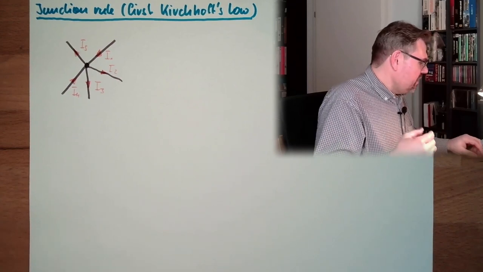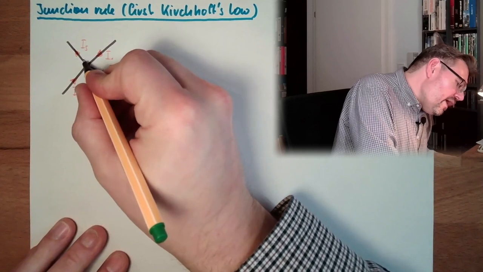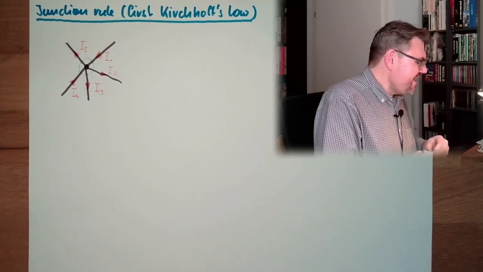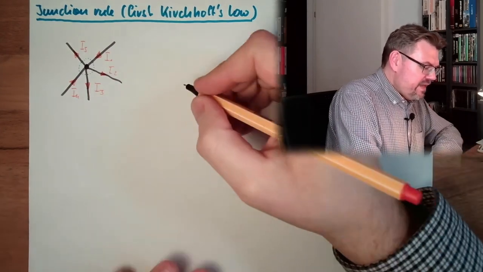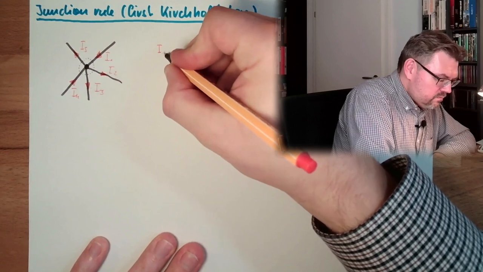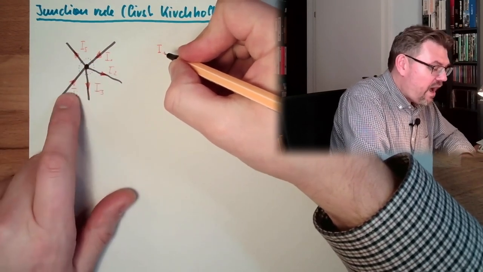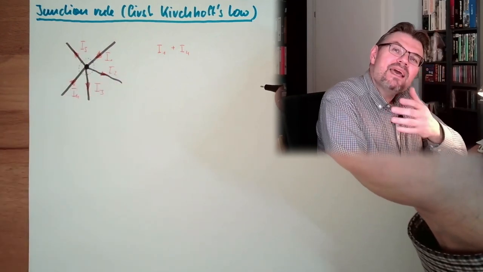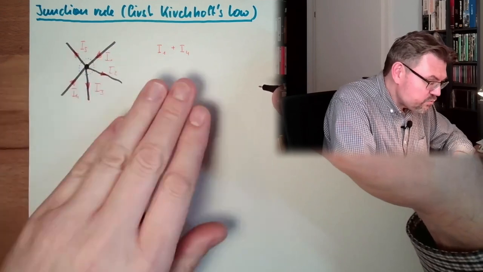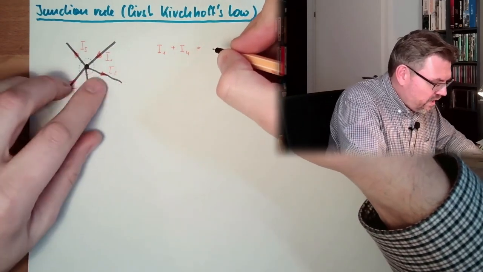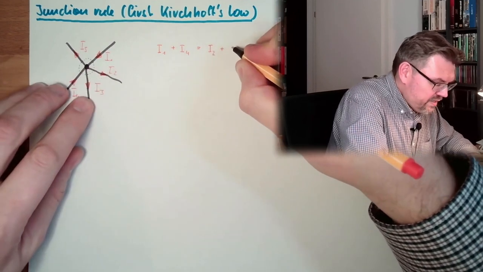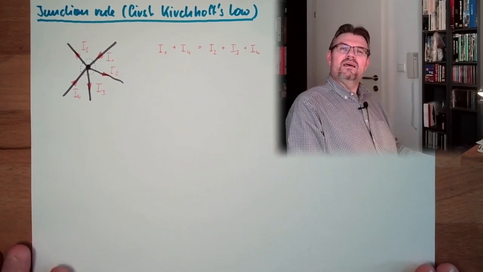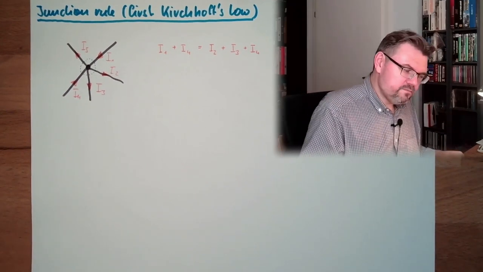And now I think about an area around this junction, around this node, and I'll have a look at what is going inside the node. Inside the node we have I1 going in. I2 is getting out. I3 is getting out. I4 is going in. And whatever goes in must come out at the same point in time, somewhere else. So what's going in must equal what is going out: I2 plus I3, and I5 is coming out of this node. So that's one way to look at this junction rule, Kirchhoff's first law.